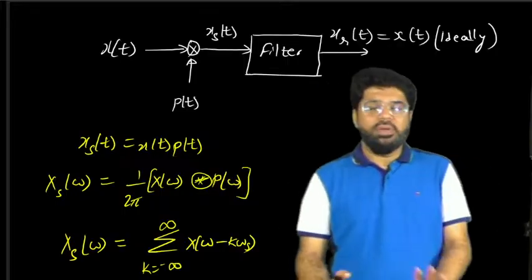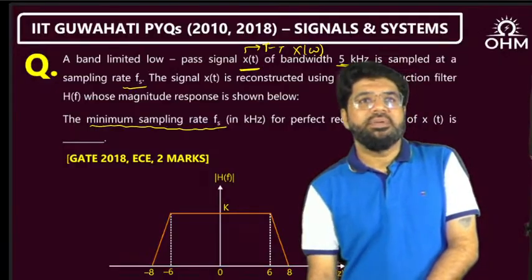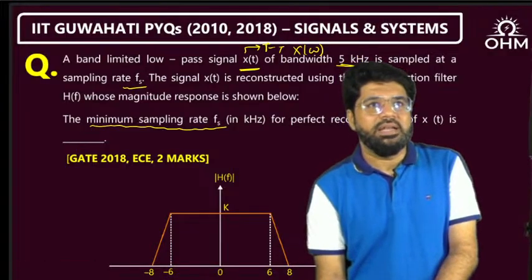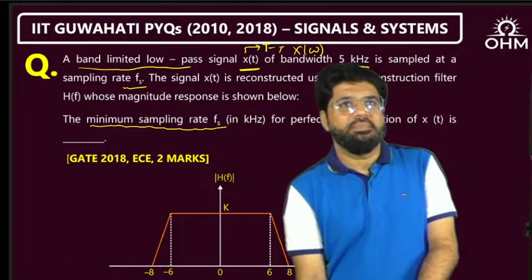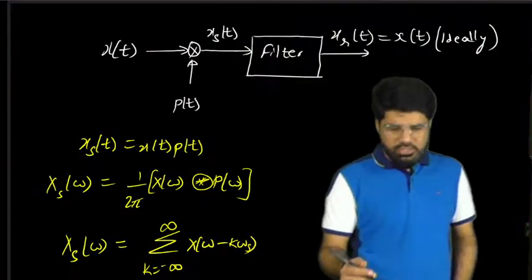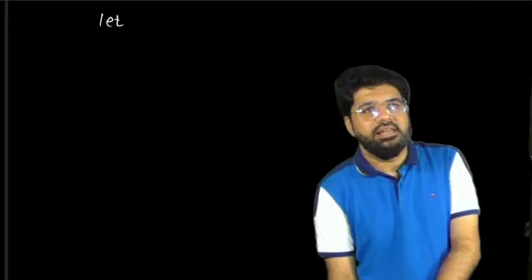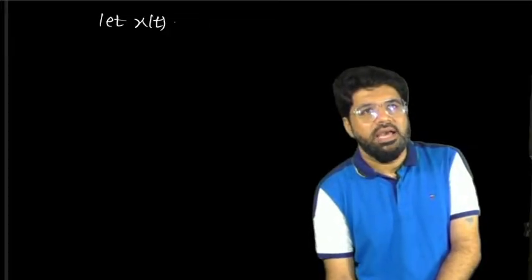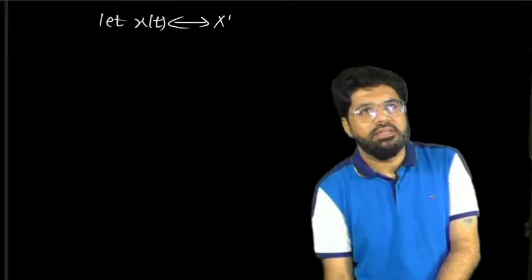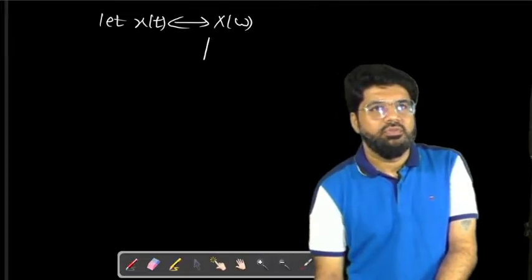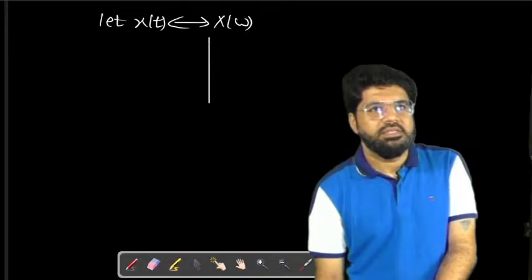Okay, where X omega, now what is the X omega? They have just mentioned that x(t) is having bandwidth 5 kilohertz. So we can assume it's a band limited low pass signal given. Right? x(t) is a band limited low pass signal. So we can assume some X omega. Okay, so let's say the signal x(t) has the Fourier transform X omega, and the Fourier transform sketch can be considered this way.